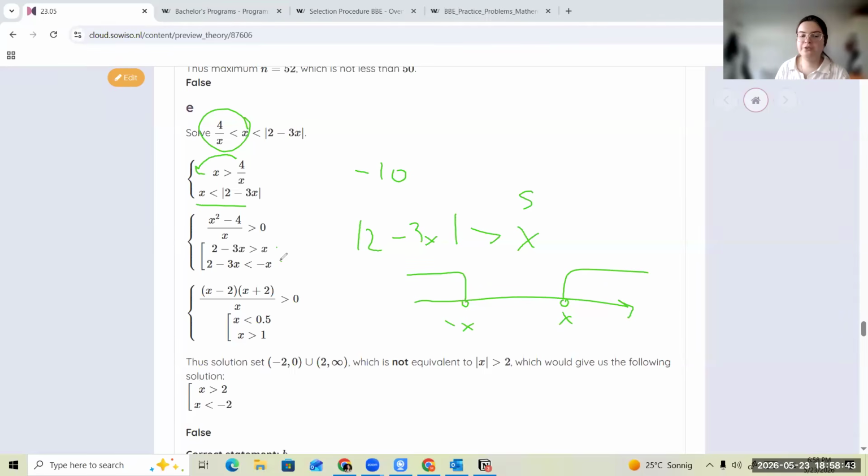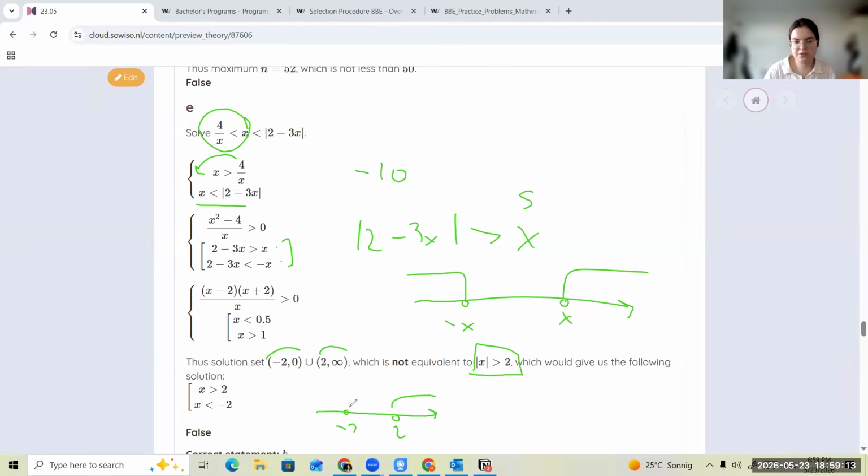And of course, there are a lot of formulas for the absolute values that you can memorize. You can also learn how to understand them, and then you don't have to recall the full formula. You can just write this from understanding what the absolute value does. Then you solve, and basically you get the solution set being between -2 and 0 and 2 to infinity. And it's not equivalent to this because this would give you either over 2 or less than -2.